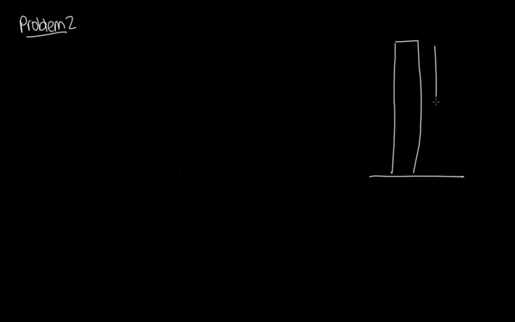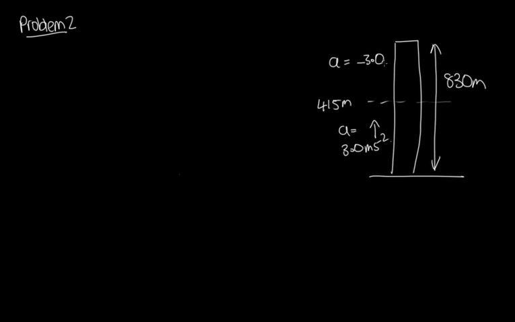Here's the building. It's 830 meters tall. So halfway up is 415 meters. So you have an acceleration of 3.0 meters per second squared for this part, and then an acceleration of minus 3.0 meters per second squared for this part. So this is an acceleration downwards because you're slowing down.